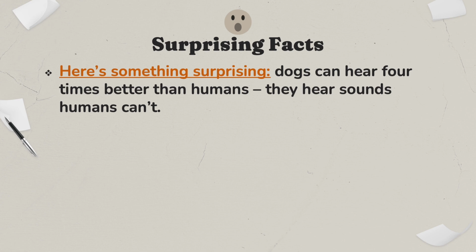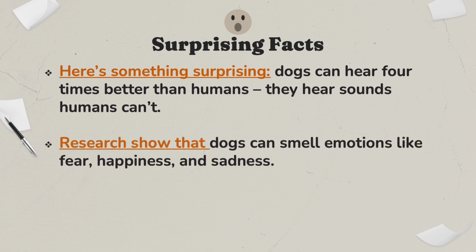Our first example. Here's something surprising. Dogs can hear 4 times better than humans. They hear sounds humans can't. Our second example. Research shows that dogs can smell emotions like fear, happiness, and sadness.